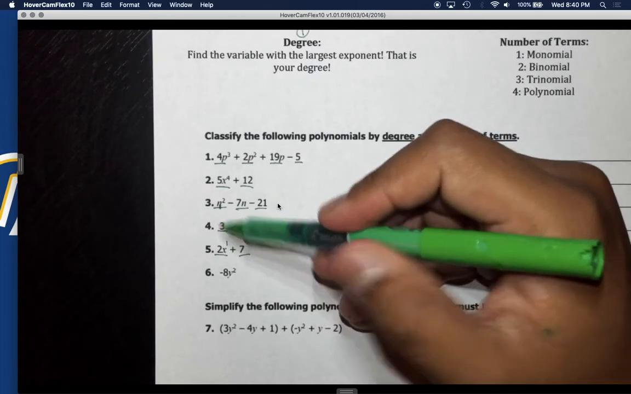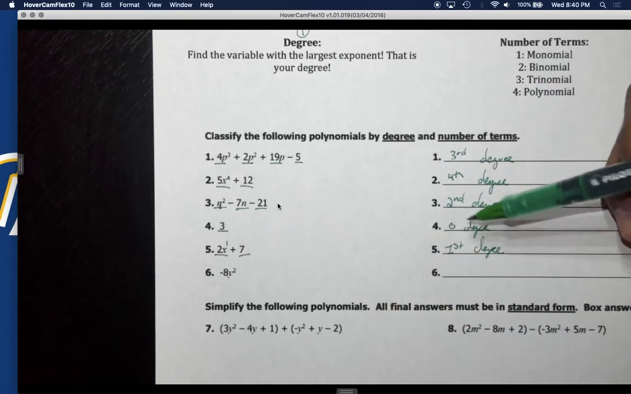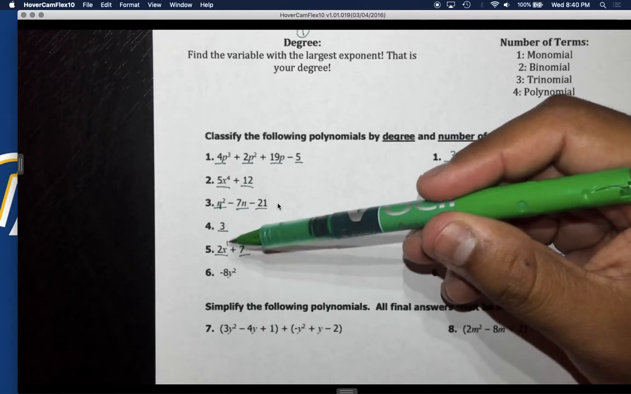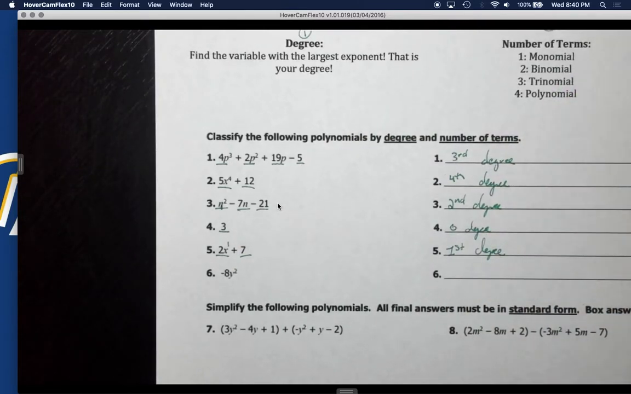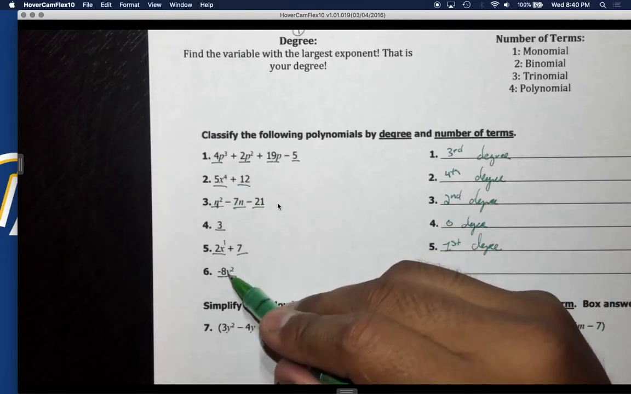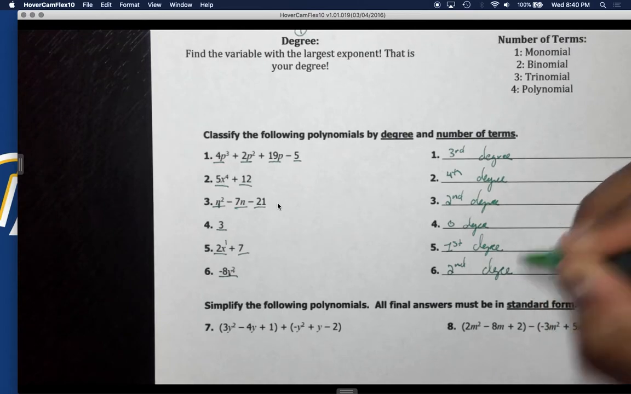So keep in mind the difference. Notice that here we don't even have a variable. If you don't have a variable, it's a 0 degree, also known as a constant. And then notice here when you do have a variable but it's not written, it's a 1, so that means it's a first degree. Notice that this one has one term. You have a variable, the biggest degree is a 2, so that means that it is a second degree.